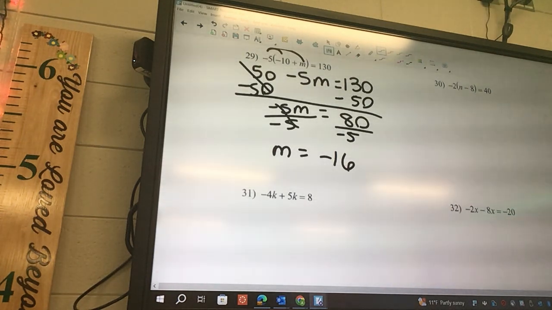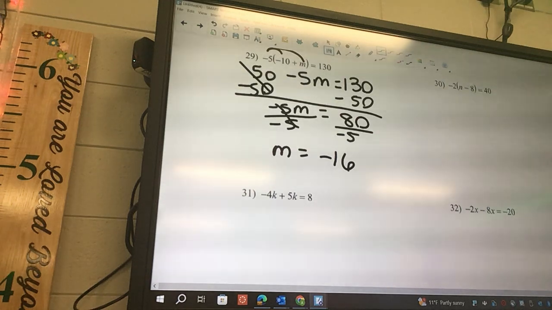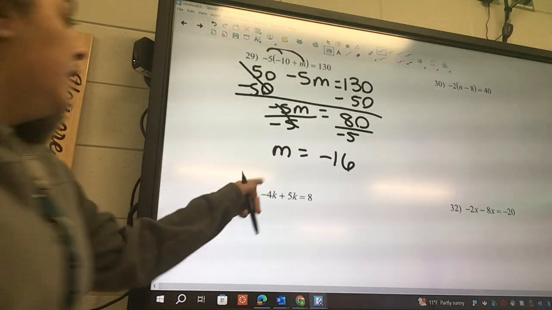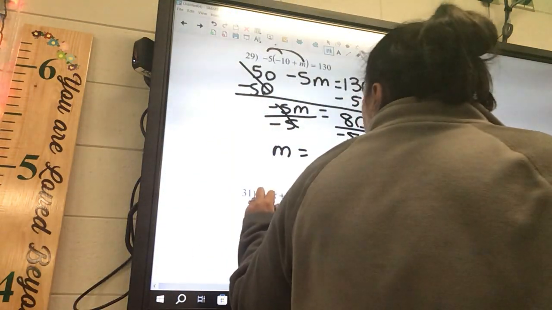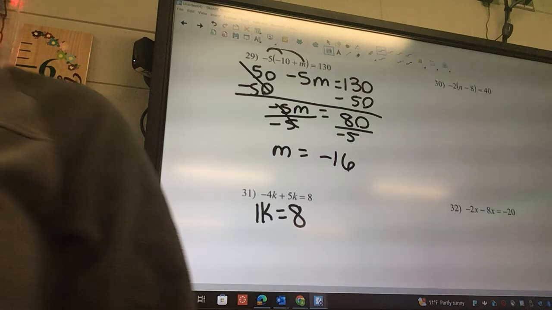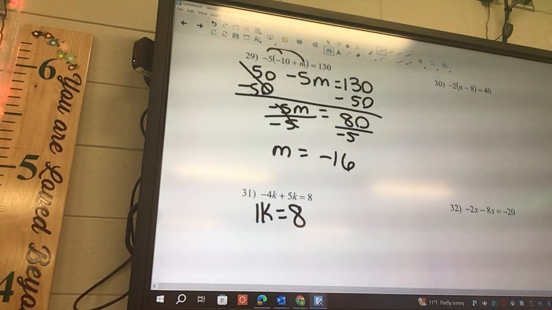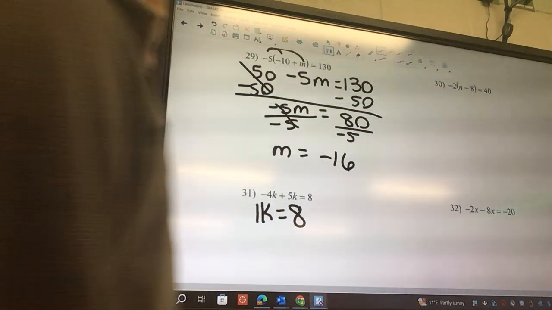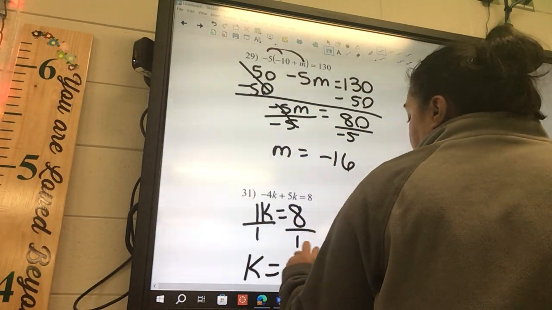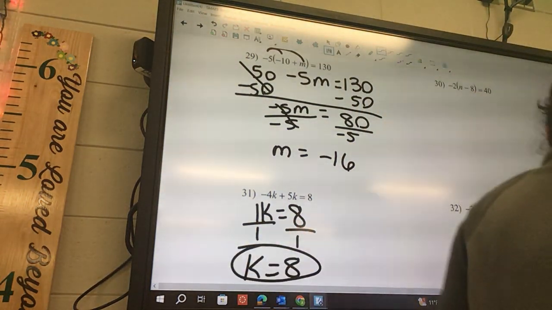Okay, 31. What needs done first? Oh, add. Yep, we're going to combine them. So negative 4 plus 5 is going to be 1k equals 8. Then what? Divide. Divide by 1, and what is that going to give you? 8. Yeah. Okay, you don't have to divide by 1, but some people do.